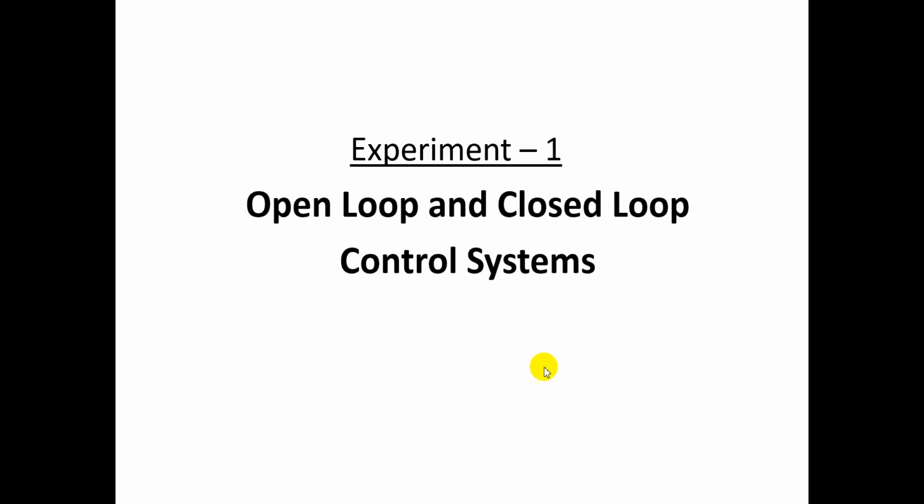Assalamu alaikum brothers. Let us start with experiment 1 of the automatic control system part of Electrical Testing 3. The first experiment is open loop and closed loop control systems. Here we are going to understand the principle of open loop and closed loop control systems by considering the room temperature control system.